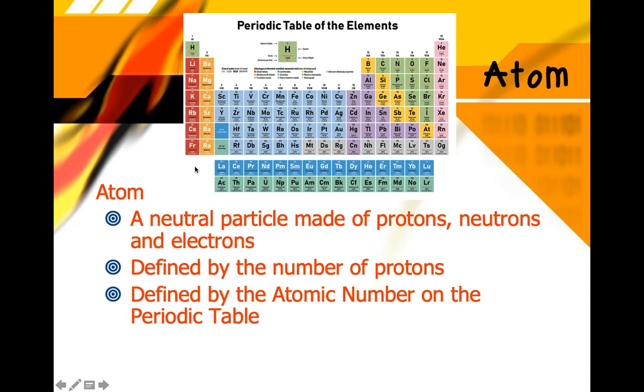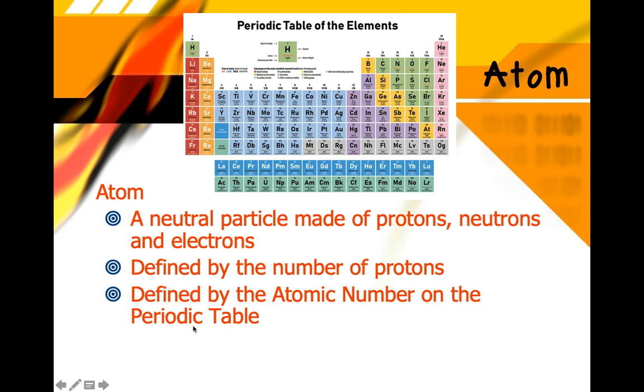So if I pick any number, I don't know, let me pick 32. If I find element number 32, here it is, that tells me that I'm at germanium. There's no other atom that is number 32 or has 32 protons. That's what defines it as germanium, or that atom. Helium has 2 protons. There's no other atom that has 2 protons. It's what identifies it as helium. That is what makes helium different than anything else. 2 protons. That's what an atom is. So it's defined by the atomic number on the periodic table.